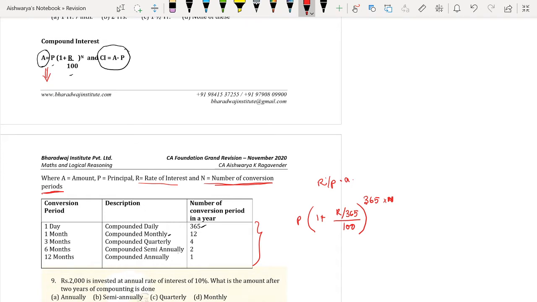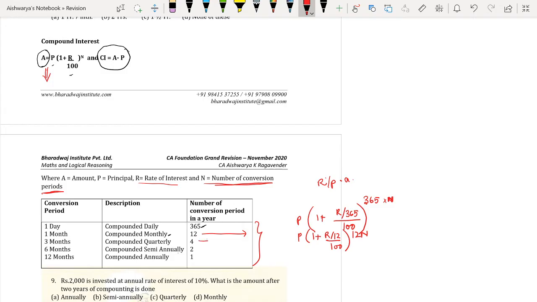Okay, 1 year or 2 years or 3 years or whatever. Are we clear with this particular thing? Now, same thing, let me show you with 12 months. P into 1 plus R by 12 divided by 100, whole power 12 into N.